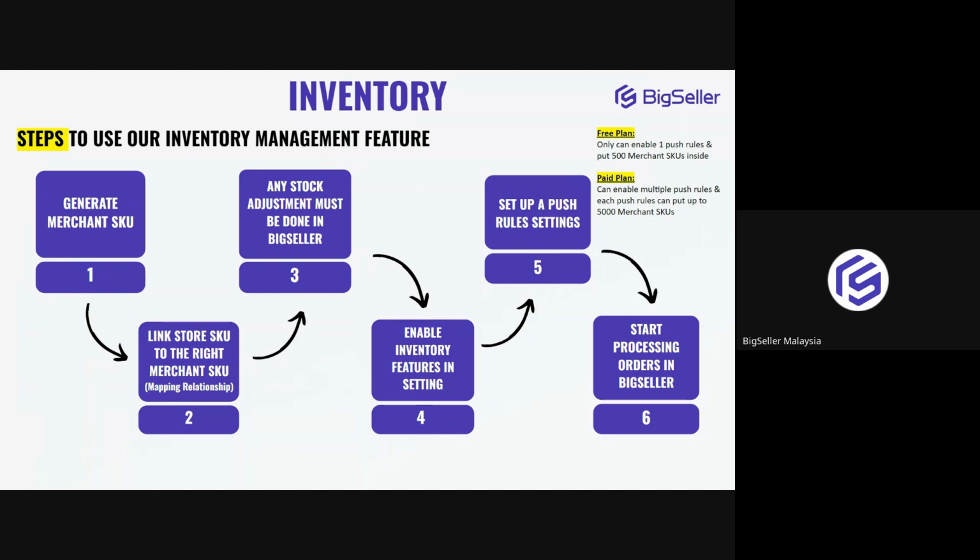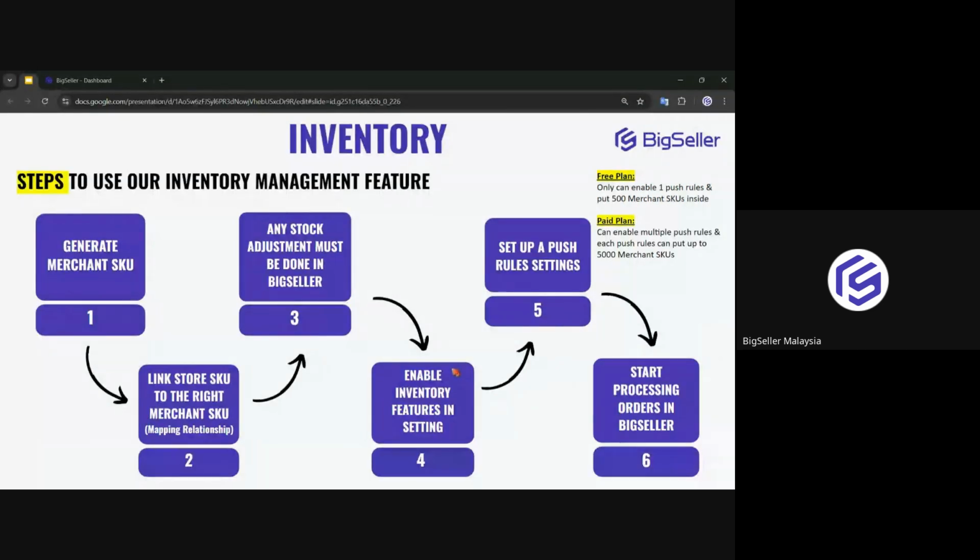Once the order has reached a certain part of the process, the stock will be deducted. So if you process your orders in the seller center, only that particular seller center will be deducted, and the allocated stock in our system will go back into the merchant SKU stock. So you will face overselling issues. Please do make sure you process all of your orders in Big Seller system.